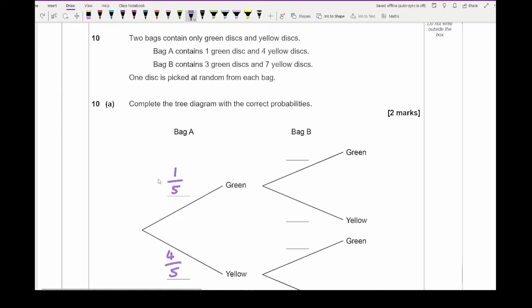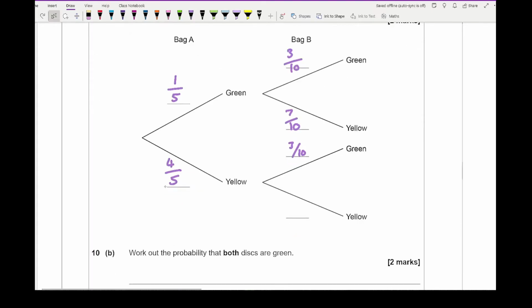Then for bag B, we've got a total of 10, so that's going to be our denominator. And then in bag B, we've got 3 green discs and 7 yellow discs. And we just need to copy that into the second set of branches, so that's 3 over 10 and 7 over 10.